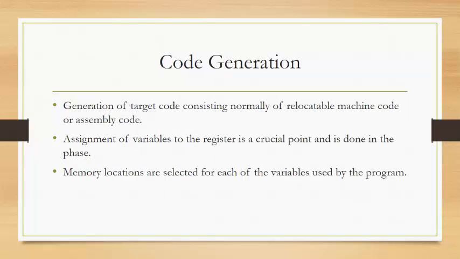The last phase of the compiler is the code generation. Generation of a target code consisting normally of relocatable machine code or assembly code. Assignment of variables to registers is a crucial point and is done in this phase. Memory locations are selected for each of the variables used by the program.